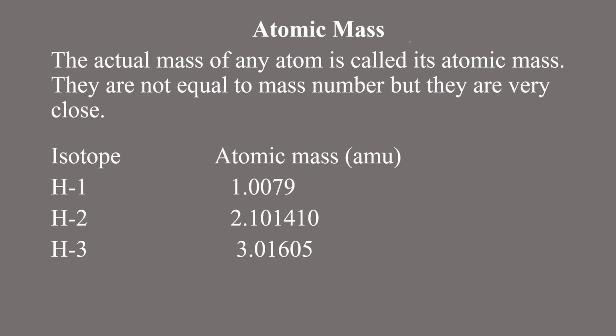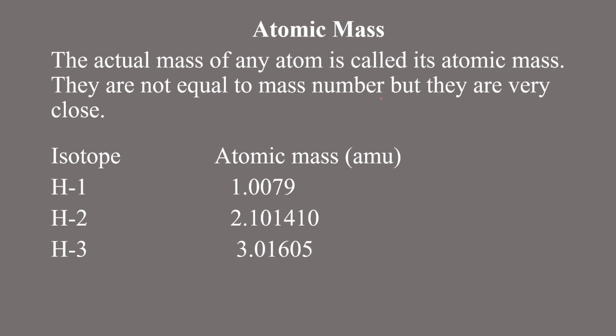Let's look at atomic mass. The actual mass of an atom is called atomic mass. The atomic mass is expressed in the unit of AMU. The observed mass is slightly less than the mass of the protons, neutrons, and electrons that make up the atom. This difference is called mass defect, which is converted into binding energy during the combination of these particles.